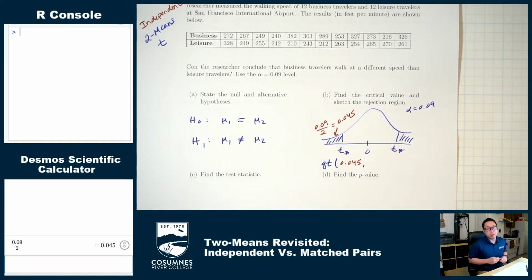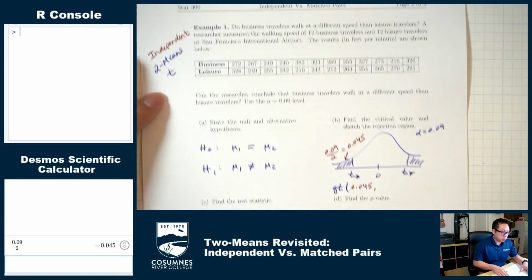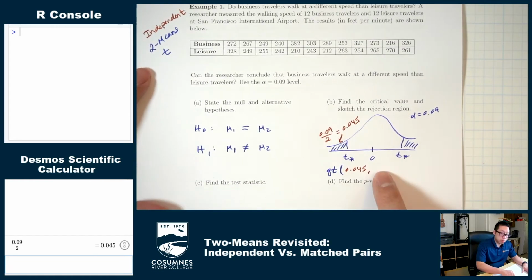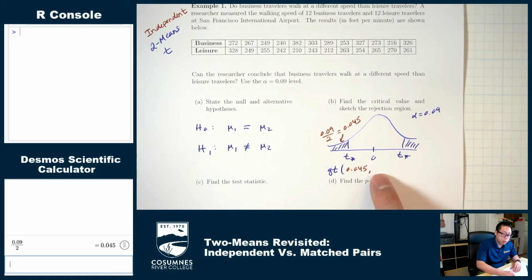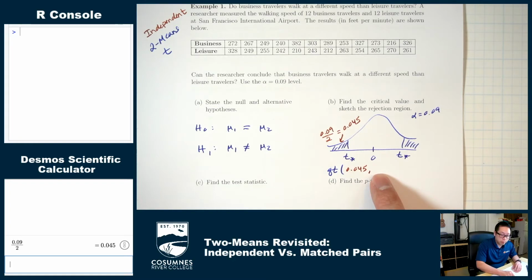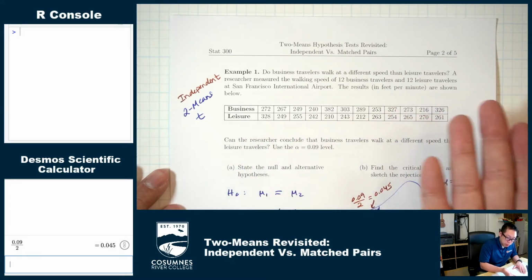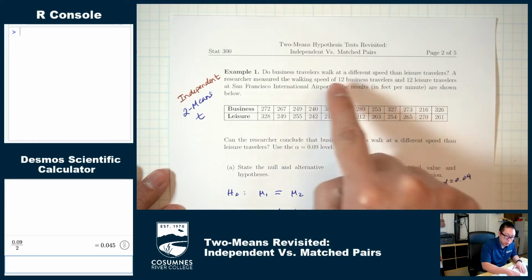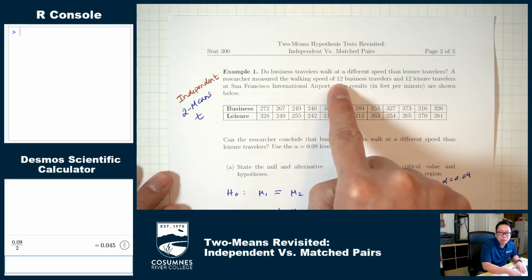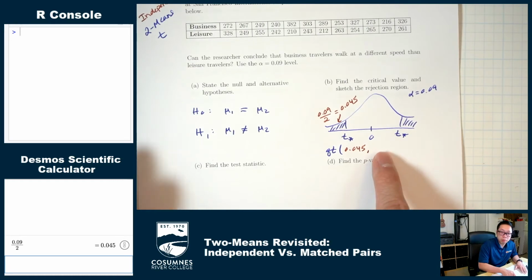QT has a DF, degrees of freedom. For the two means, two sample situation, you use the smaller sample size, you don't combine them. Smaller sample size and then subtract 1. Both sample sizes are 12, so it doesn't matter which one you use. So 12, and then the DF, degrees of freedom, is going to be 12 minus 1, which is 11.